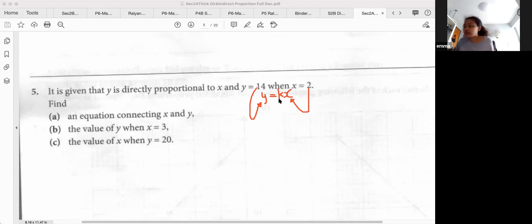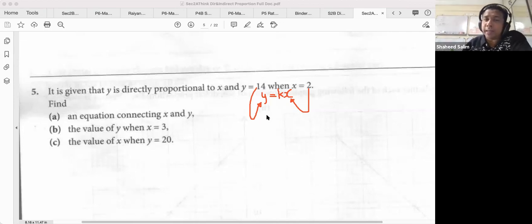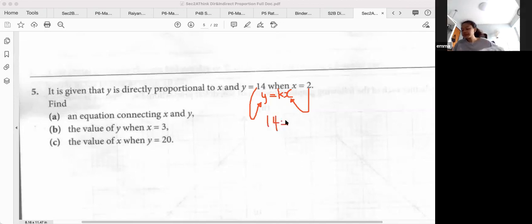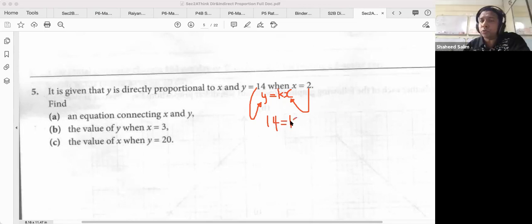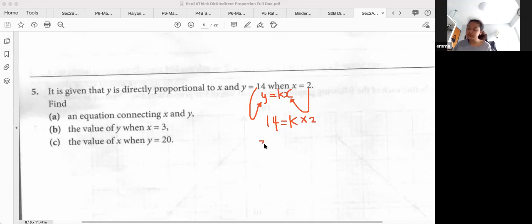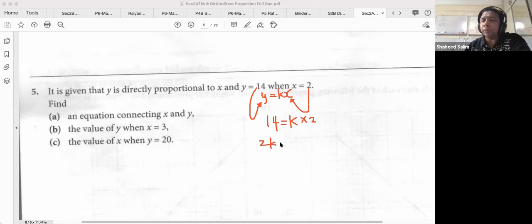Okay, let's see. I'm going to write down now. 14 equals to k times 2, 2k. You get 2k here, no? 2k equals to 14. K equals to 14 divided by 2, 7.